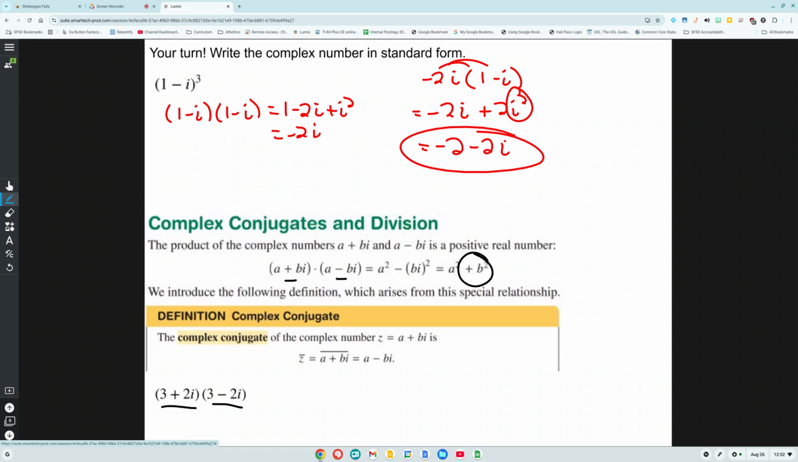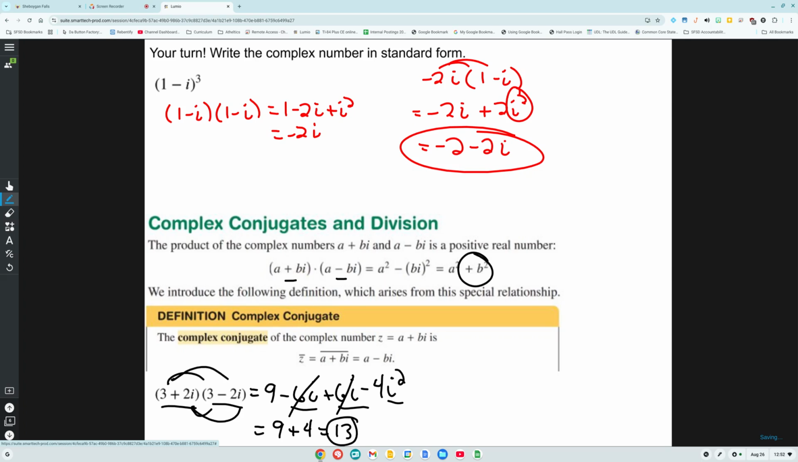To show you, 3 times 3 is 9, 3 times negative 2i is negative 6i, 2i times 3 is positive 6i, and 2i times negative 2i is negative 4i squared. But as we said earlier, whenever I multiply conjugates together, those two middle terms are going to cancel. And the only thing we need to do here is handle this i squared. i squared is the same thing as negative 1. So this is really just 9 plus 4, and 9 plus 4 is 13. So whenever I multiply complex conjugates, it allows me to take two different complex numbers and multiply them together to get something that is only real. There's no imaginary part.